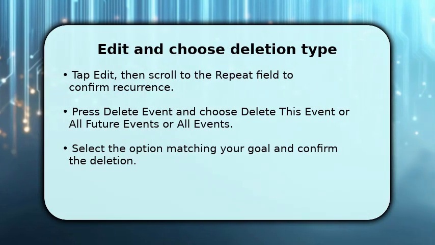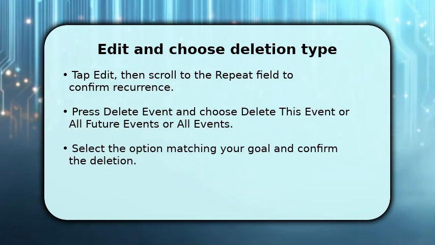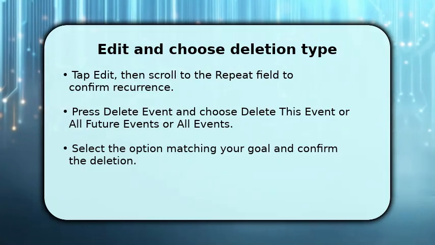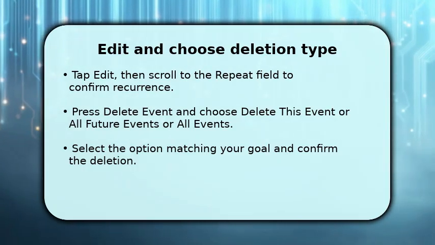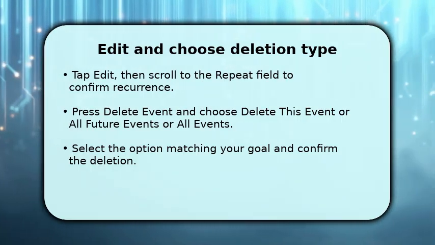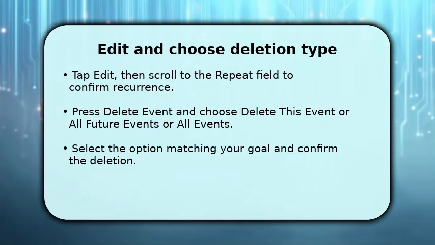Once in Edit, scroll to the Repeat field to confirm how the event repeats, weekly, monthly, or custom. Tap Delete Event at the bottom. Calendar presents options like Delete this event, Delete all future events, or Delete all events. Choose Delete all events to remove every occurrence or all future events if you want to keep past entries.